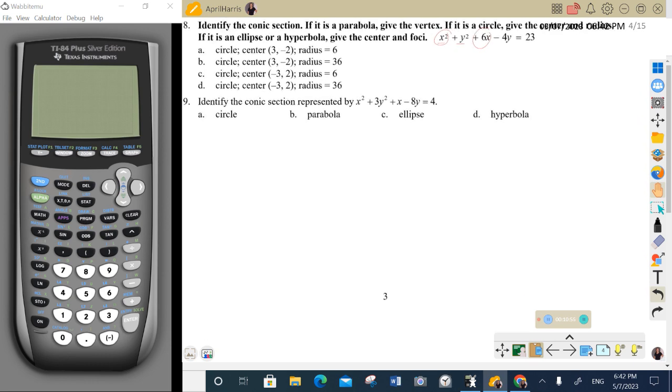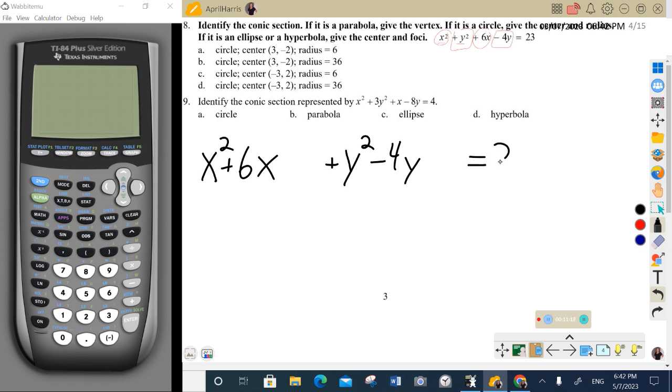Try that again. X squared plus 6x, and I'm going to leave a space to complete the square. Then I'm going to group my y's. So we got y squared minus 4y, leave a space, and the number is already on the right, so equals 23.